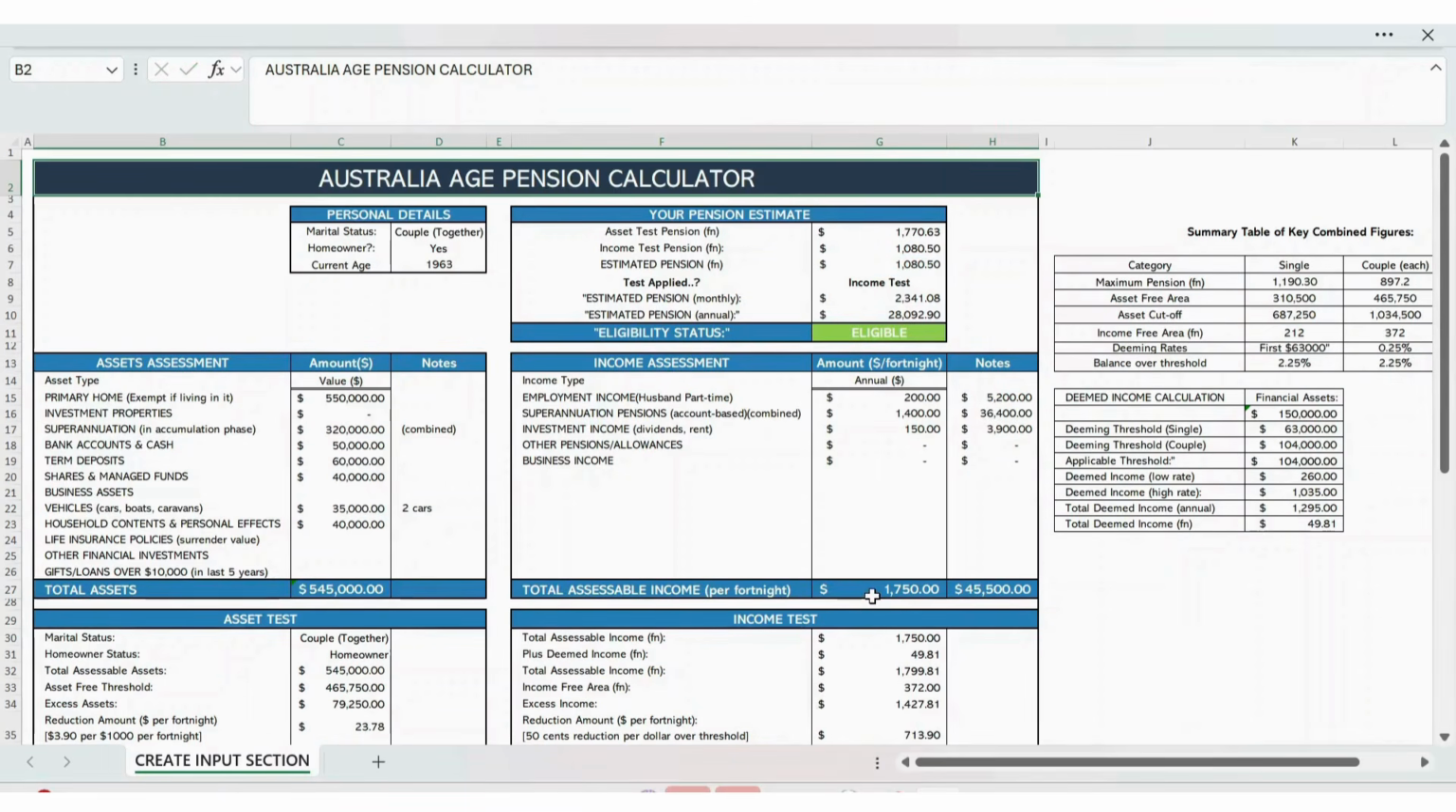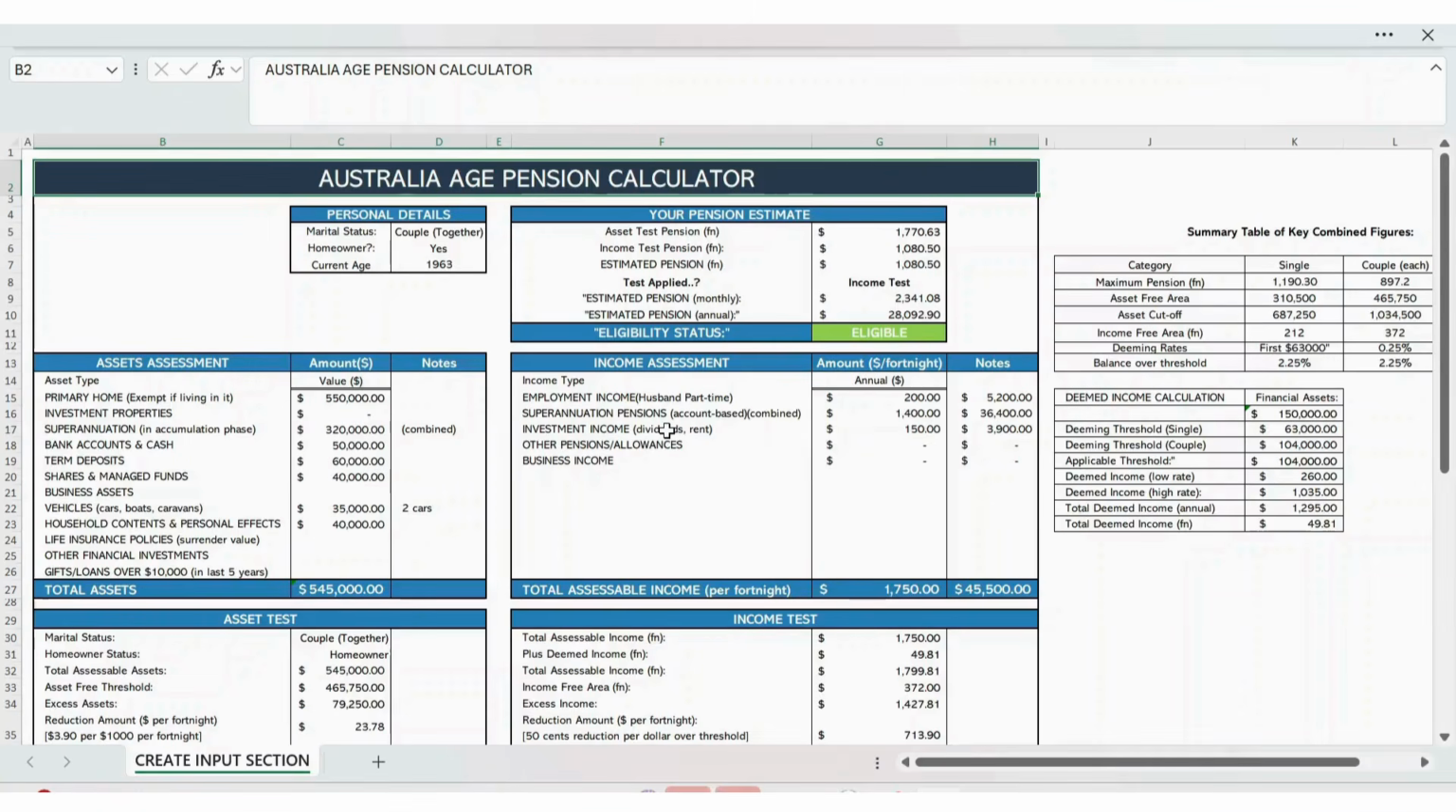Section 7. How to use this tracker. This calculator is incredibly powerful for retirement planning. Here's how you can use it. Scenario planning. Change your asset values to see how it affects your pension. What if you sold an investment property? What if you spent money on renovations? Retirement timing. See how different retirement ages affect your pension based on your super balance.